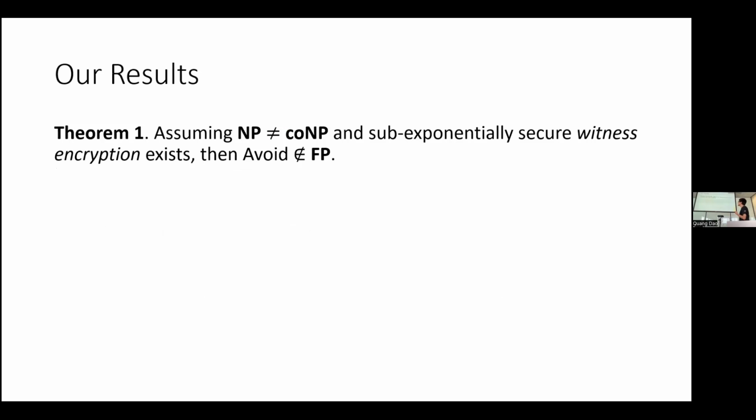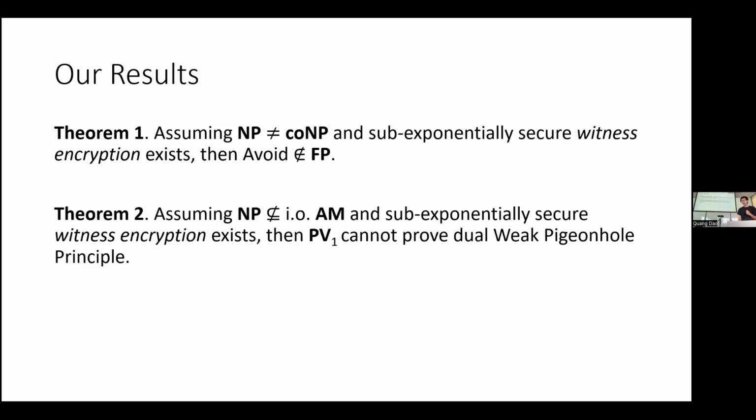Our first result is: assuming NP is not equal to coNP and sub-exponentially secure witness encryption, we will prove that range avoidance cannot be solved in polynomial time. The second theorem assumes a stronger NP versus coNP style assumption, which is that NP cannot be infinitely often simulated by coAM. Sorry, it should be coAM. coAM is like a randomized version of coNP, and infinitely often means not only for infinitely many input lengths, but for almost all input lengths, you cannot convert an NP algorithm to a coAM algorithm.